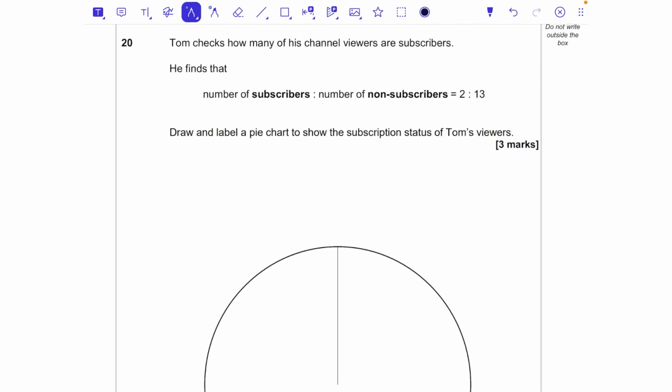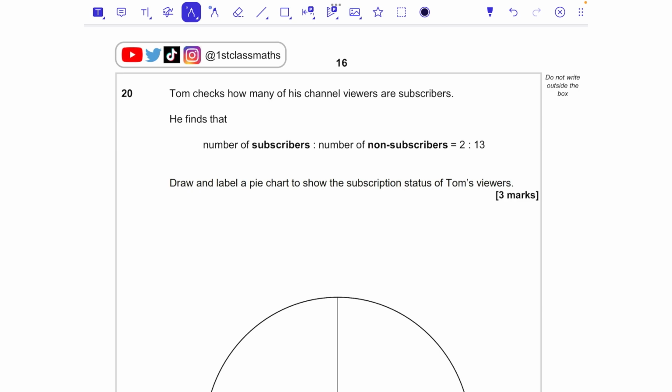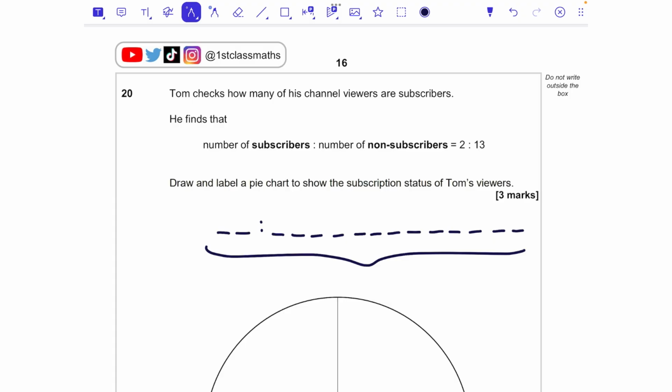Question number 20. Tom checks how many of his channel viewers are subscribers. He finds that the number of subscribers to the number of non-subscribers is in the ratio 2 to 13. Draw and label a pie chart to show the subscription status of Tom's viewers. Okay, so we know that this needs to be 360 degrees altogether. So I've got number of subscribers, 1, 2, to number of non-subscribers, 3, 4, 5, 6, 7, 8, 9, 10, 11, 12, 13. Altogether then, there are 15 parts.